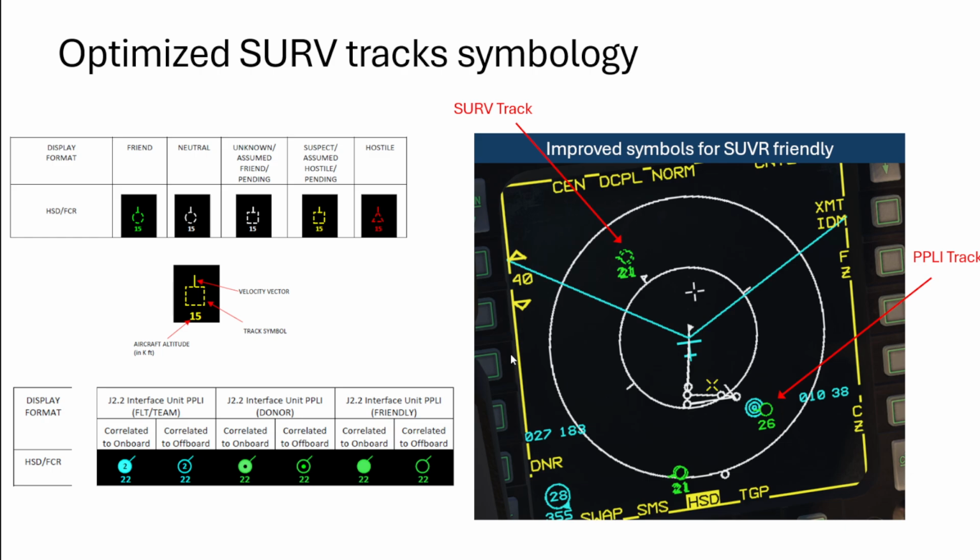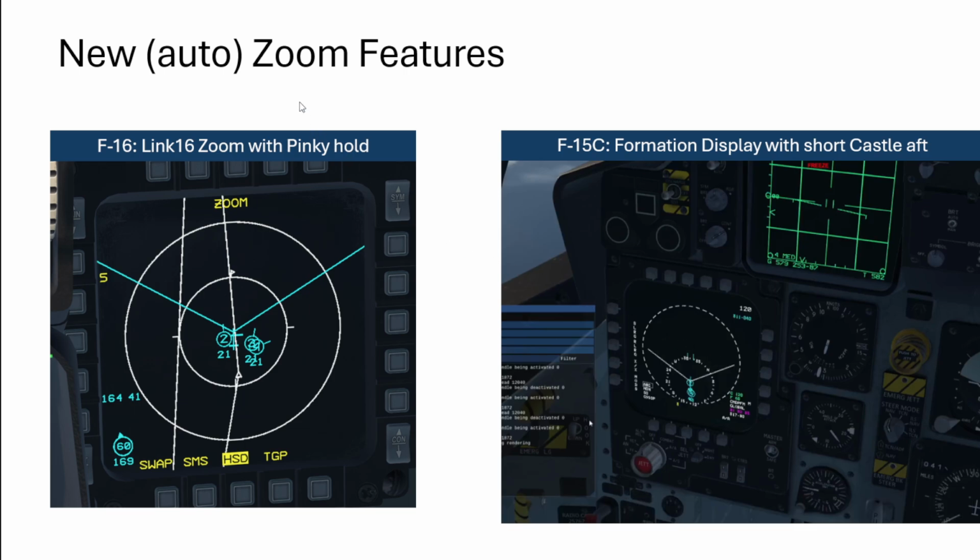What else do you have? Something that was annoying, mostly for myself, is the surveillance tracks. You could not distinguish very well from PPLI tracks. Now it's implemented. You can see very nice dash dots as it should be in the manual. This has been corrected in that sense. Okay, you see here a normal PPLI track coming on. There are new auto zoom features for the Link 16.